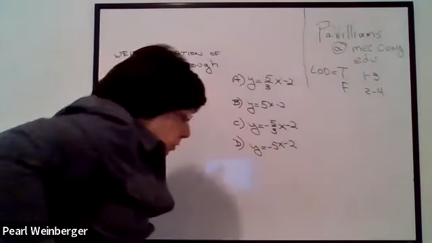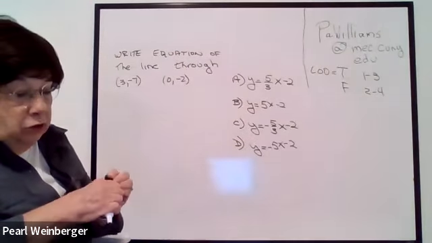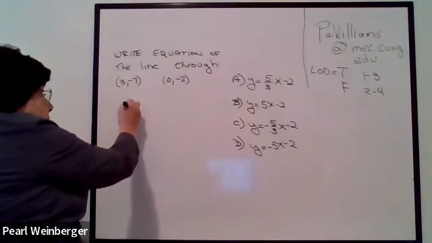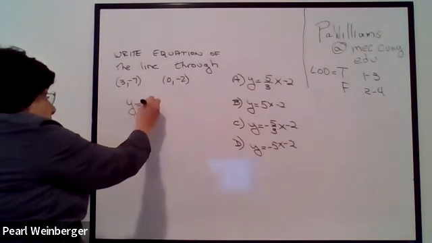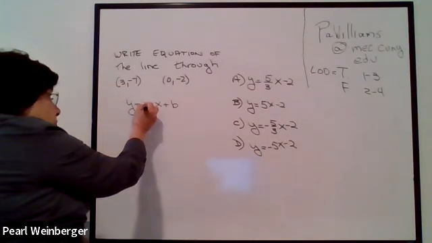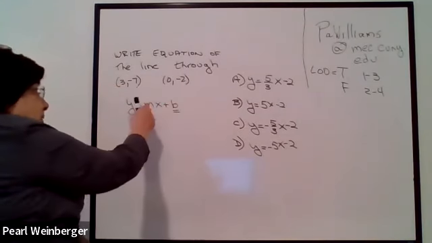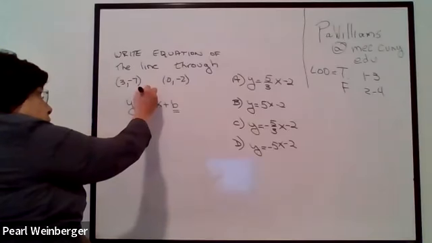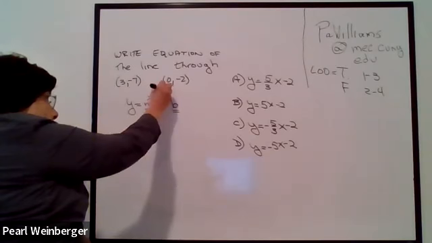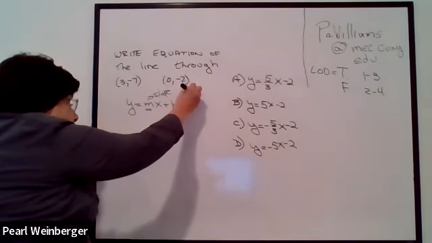If we remember that whenever we're asked to write an equation of a line, we want to put it in what we call the y equals mx plus b form. And there are going to be two numbers that I have to worry about, the m and the b. Now, the m is what we call the slope, and the b is the y-intercept.